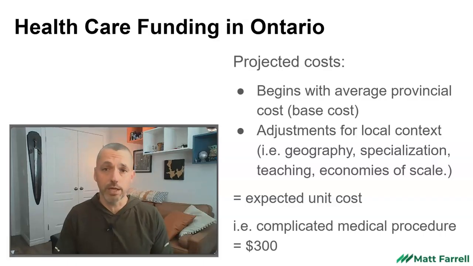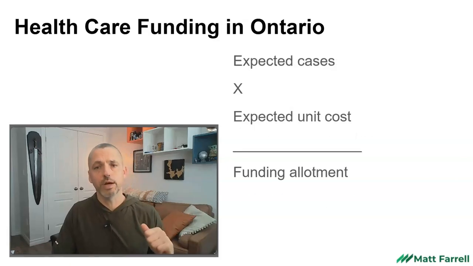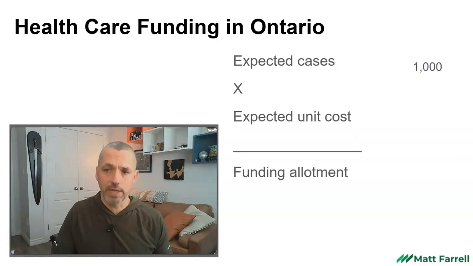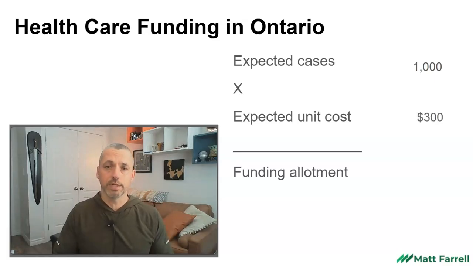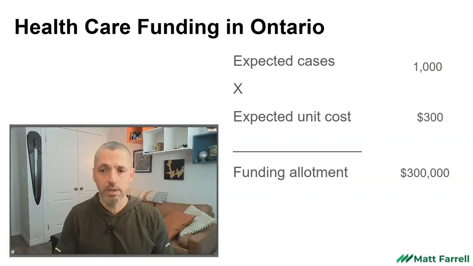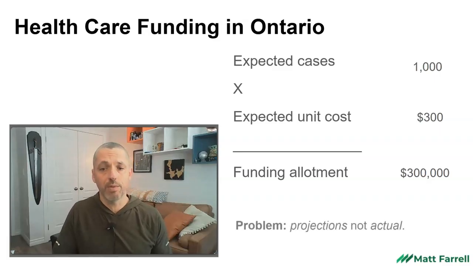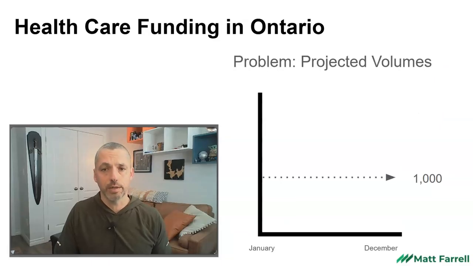For our complicated medical procedure, let's say that's $300. So we've got our expected number of cases, 1,000 cases. Each one funded according to an expected cost of $300. So our funding block for this procedure would be $300,000. Seems straightforward enough. However, these are just projections. They aren't the actual cost or the actual volume. That's where things can get complicated.